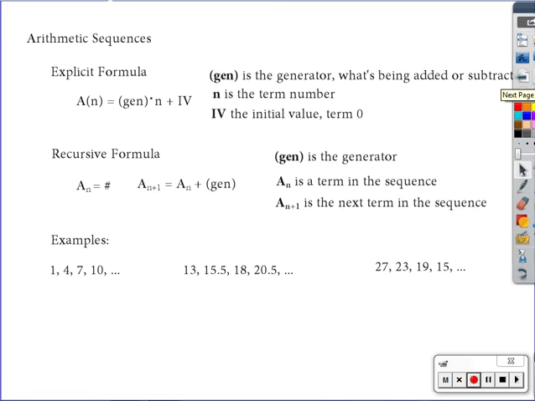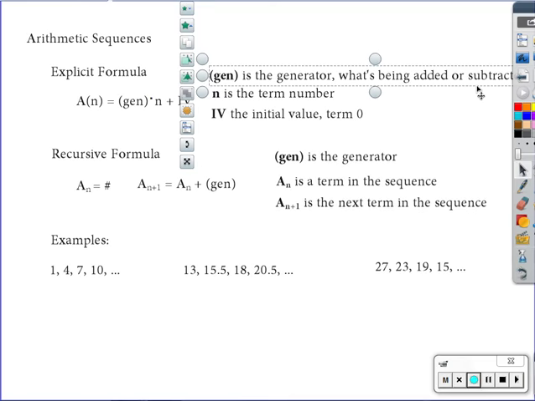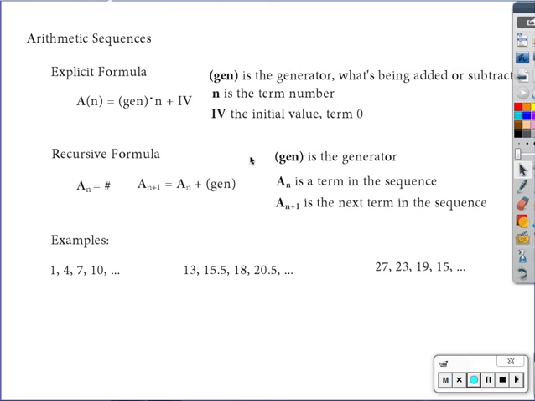In an arithmetic sequence, the explicit formula is going to be comprised of a generator. The generator is going to be what is being added or subtracted to each number in the sequence. We're also going to talk about n as the term number, and the IV is an abbreviation for the initial value or term 0.